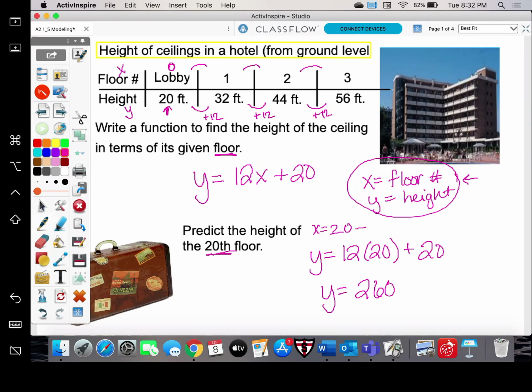So 260, and height was in feet, so we should probably give our answer a label. So that would be the 20th floor would be 260 feet off the ground. Does that seem like a logical answer to you? That's a good thing to ask every single time, because sometimes we'll make mistakes in our equation and we'll just get answers that are ridiculous sounding. So you want to make sure that it's logical.